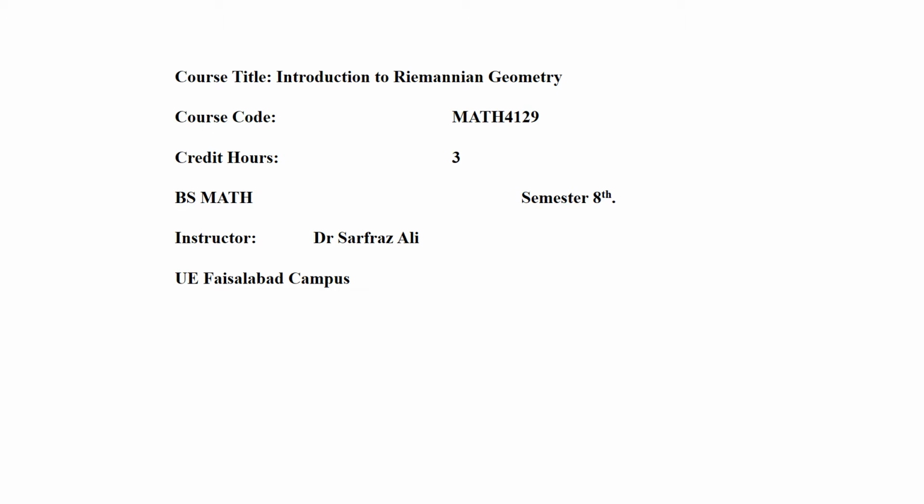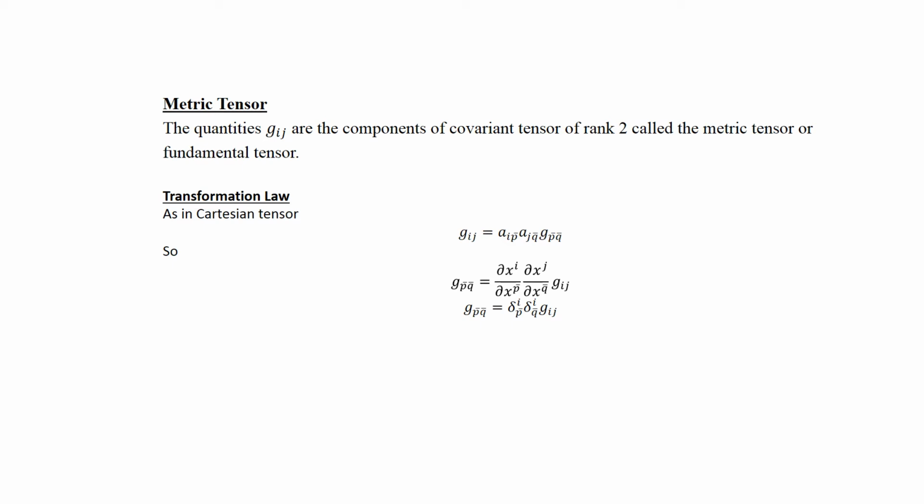Our today's topic is metric tensor. The quantities Gij are the components of a covariant tensor of rank 2 called the metric tensor or fundamental tensor. According to the law of transformation of tensors, as in Cartesian tensors, Gij is equal to G P bar Q bar, and there are AIP, AJQ.